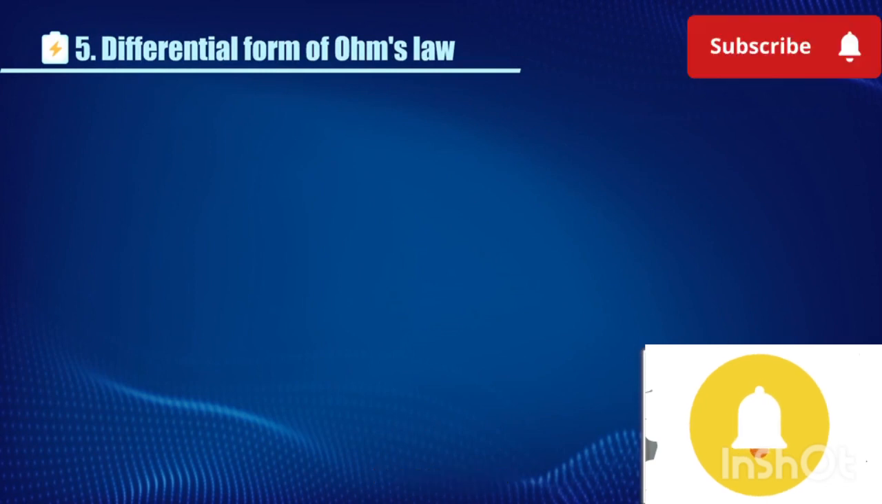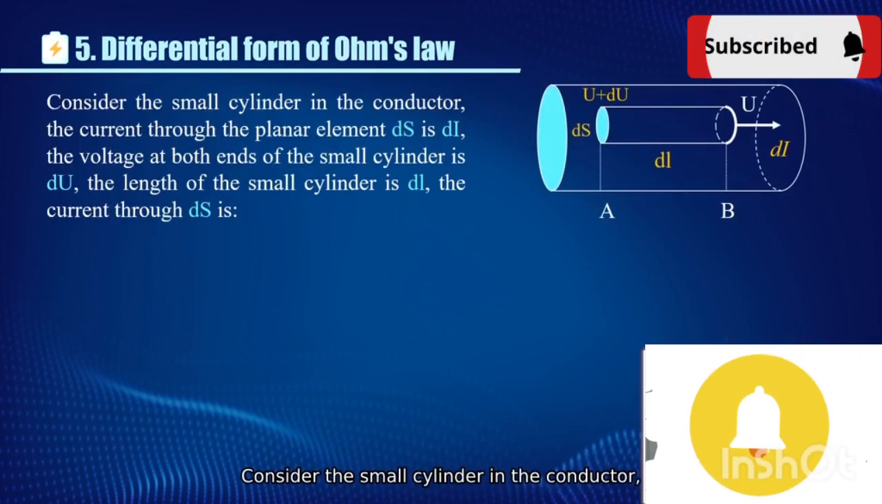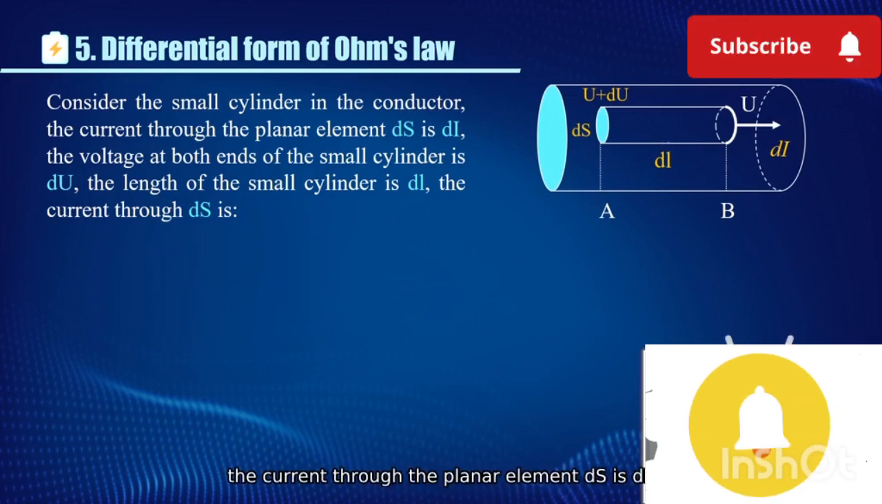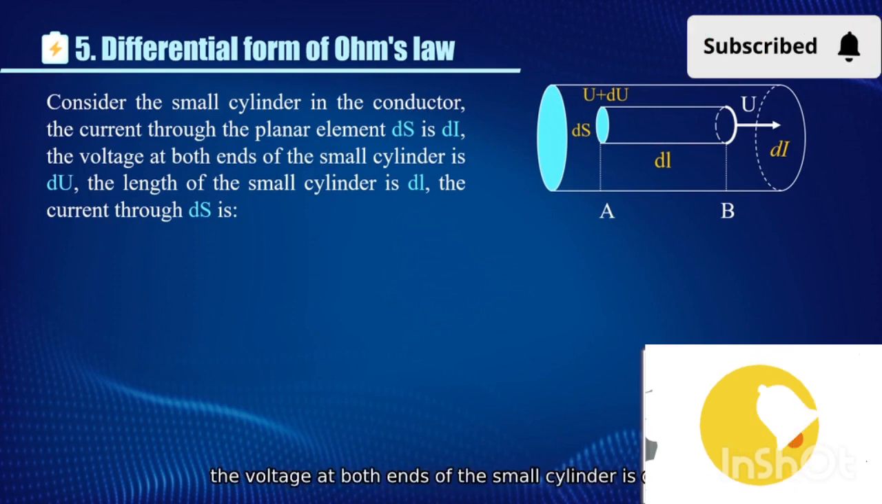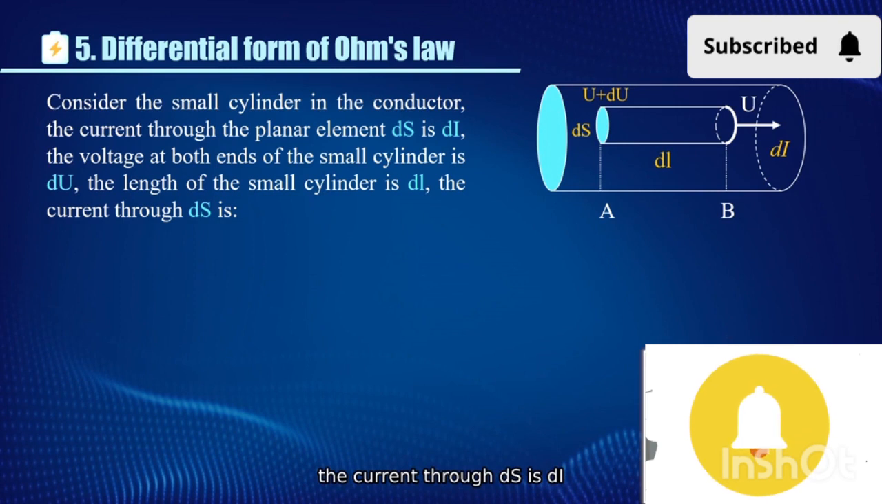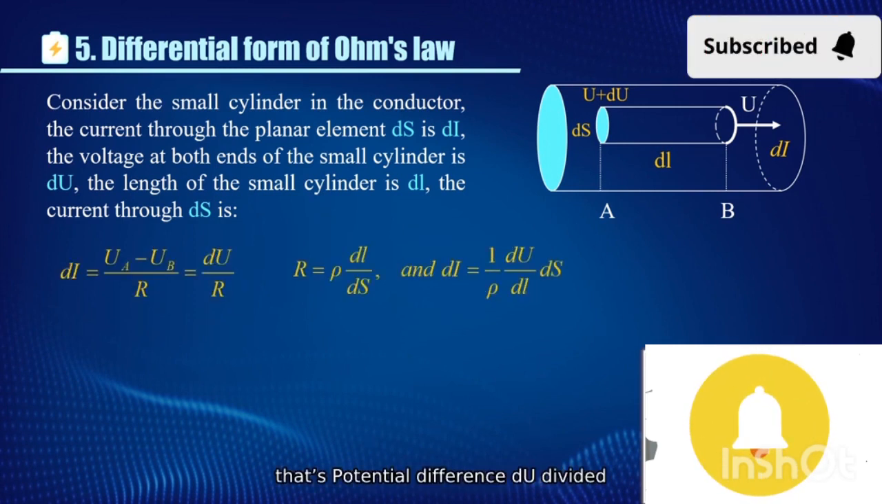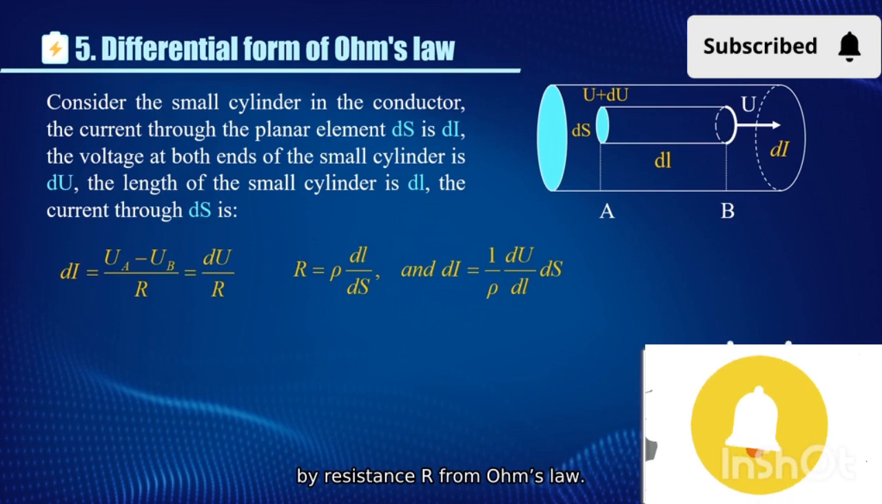In a conductor, what's the quantitative relationship between current and the electric field? Consider a small cylinder in the conductor. The current through the planar element dS is dI. The voltage at both ends of the small cylinder is dU. The length of the small cylinder is dl. The current through dS is dI, thus the potential difference dU divided by the resistance R.